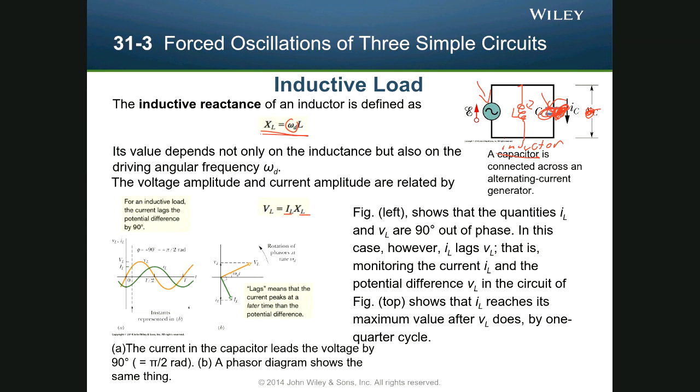Now, when we look here, for an inductive load, you're going to notice that the current peaks after the voltage. One way to say this is that the current lags the potential difference by 90 degrees. You'll see here you have the voltage and I_L. The voltage peaks first, and then the current peaks, at a later time. You have to ask which one peaks first. The voltage peaks, and then, since they're out of phase by 90 degrees, the current peaks.